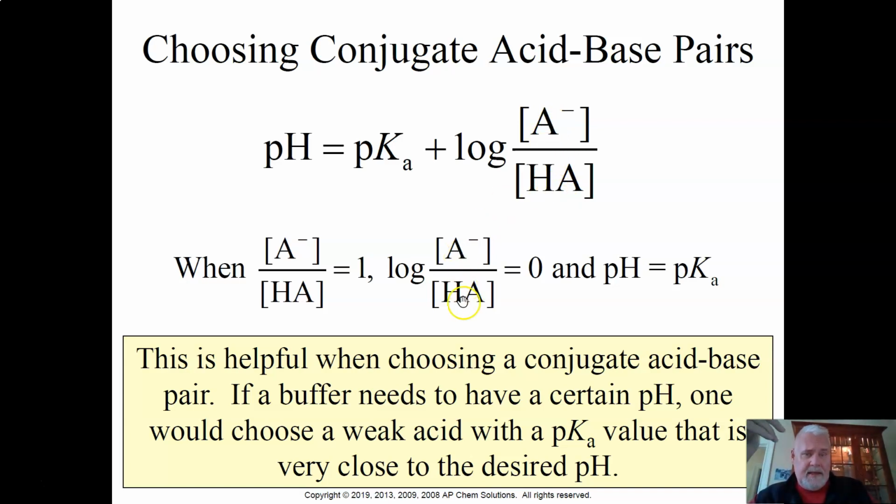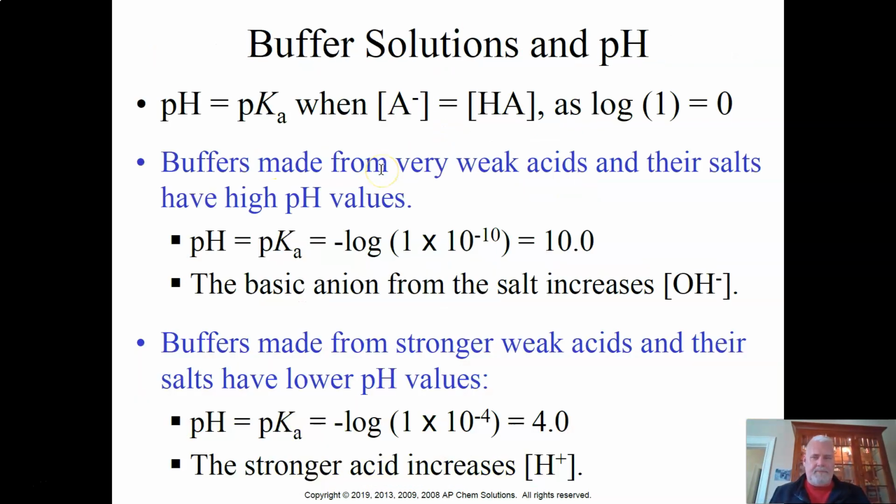And you can see when that happens, that will be the log of 1, which is 0, and then pH equals pKa. This is helpful when choosing the pair. If you want it to be at a certain pH, you would choose a weak acid with the pKa value that is very close to the pH that you want it to change at. And we're going to do those problems in reverse too.